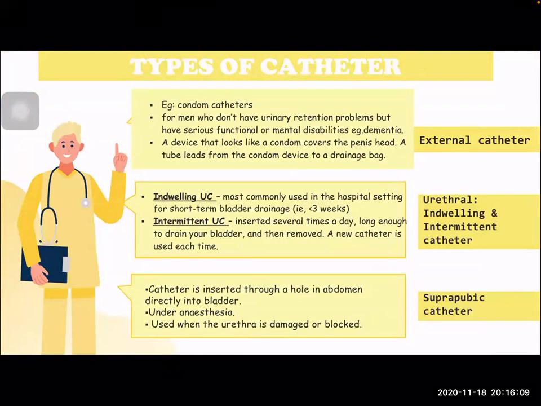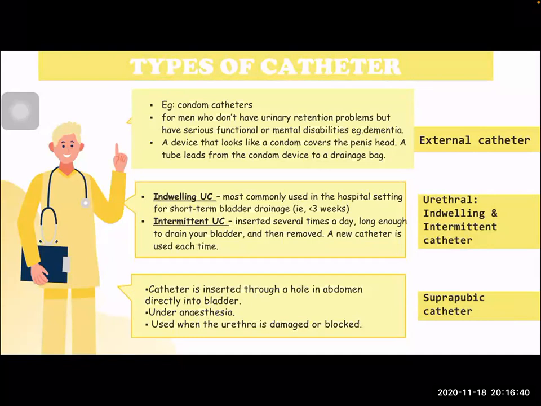There are three types of catheter. The first one is external catheter. For example, the condom catheter is for the men that do not have urinary retention problems, but they have serious functional or mental disabilities, for example, dementia. The condom catheter is a device that looks like a condom that covers the penis head, and then the tube leads from the condom device connected to the drainage bag.